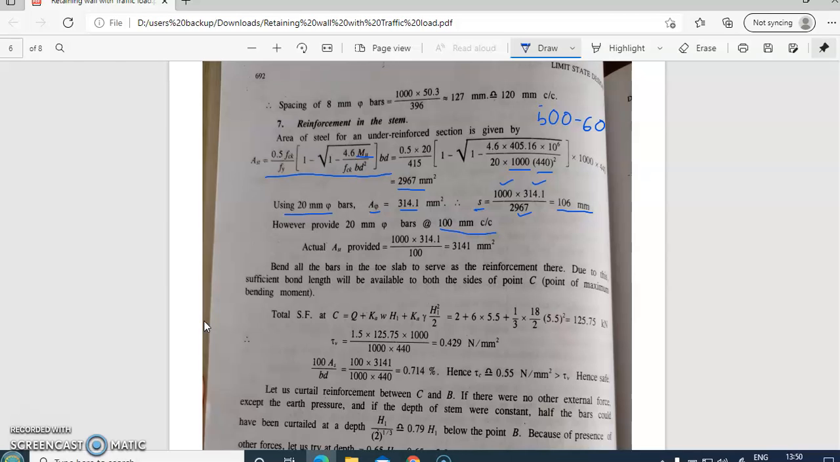So when we reduce the spacing from 106 to 100 mm, the actual area of steel provided is calculated as 1000 mm into the area of 20 mm bar divided by 100. Okay, so this is 3141 mm square. All these bars can be bent into the toe slab to serve as the reinforcement for the toe. So sufficient bond length, okay, beyond the point C, where the maximum bending moment occurs in the heel slab.